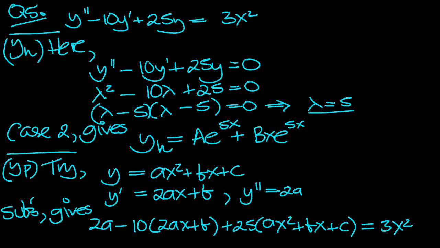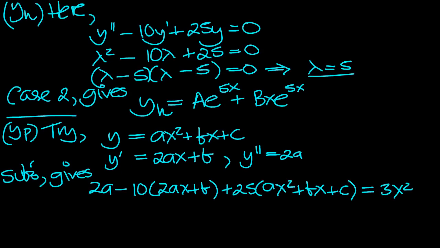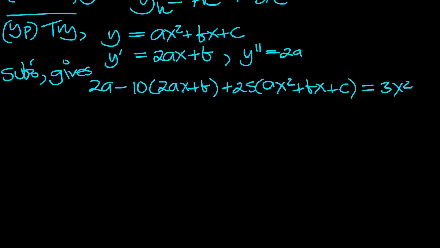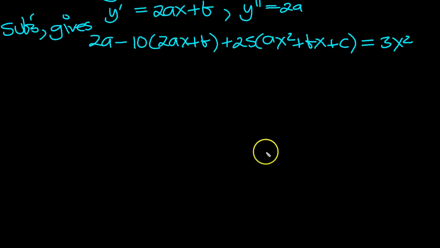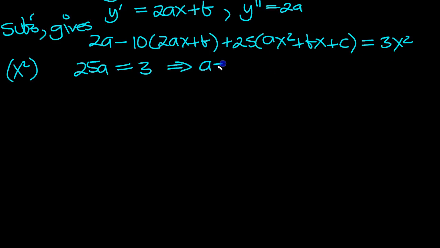So we can equate coefficients now in x squareds, x's and constants, or we can input values of x in this to find out the values of a, b, and c. So I think the first thing to do is look at the x squared terms, the coefficients. Here the only x squared term is here, 25a. So we've got 25a is equal to, there's no other x squareds, 3. So a equals 3 over 25.